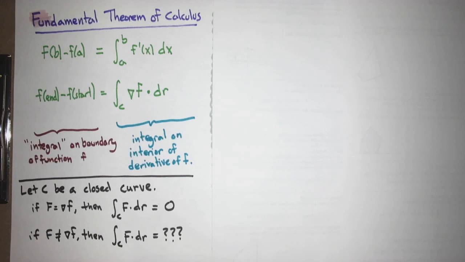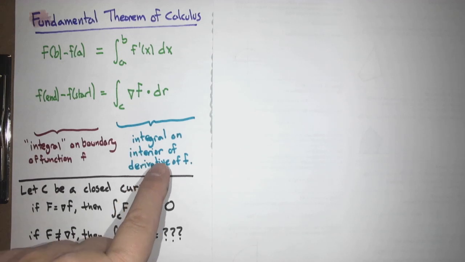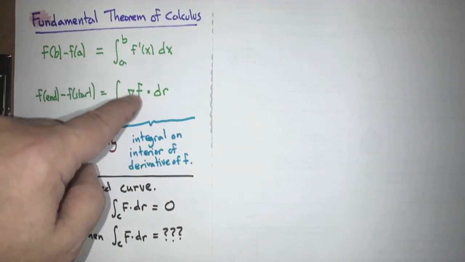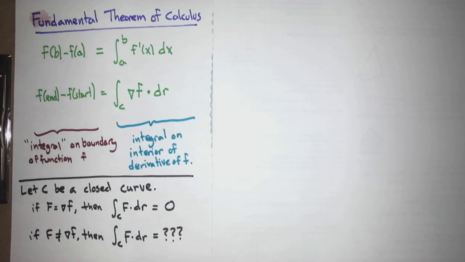So what's going on? Well, what this is telling us is that you have two ways to do a computation and they're equal to each other. One of the ways is you're doing an integral on the interior, but it involves some kind of derivative. The other way is you're doing an integral, and I know it doesn't feel like an integral, so I'm putting that in quotes. I'll explain what I mean by that.